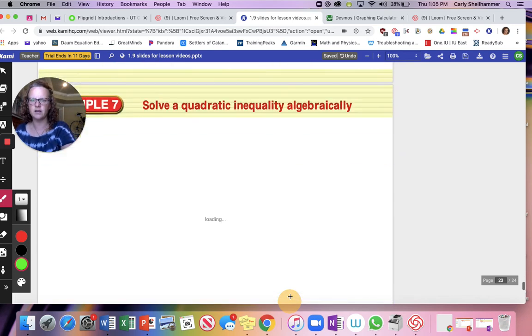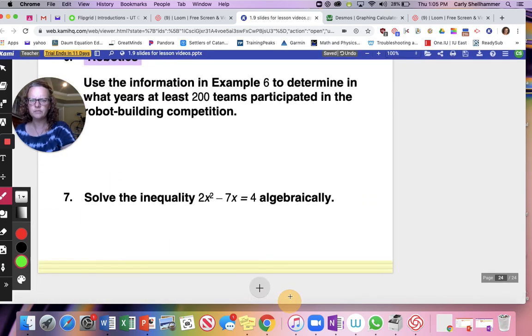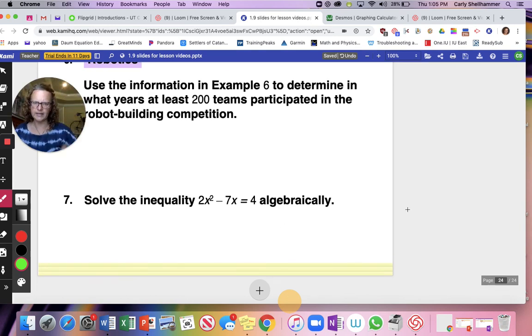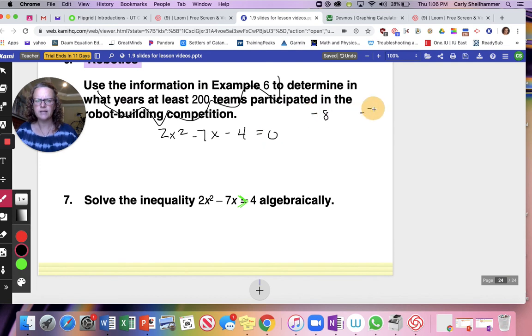Let's try another one in our guided practice. Okay, let's do number 7. We're going to solve that algebraically, and I believe that it would be a mistake. Yep, this should be greater than 4. All right, so first let's make it an equality and solve it. So 2x squared minus 7x, I'm going to subtract 4 from both sides, equals 0. I can't factor out a 2, so let's do a times c is negative 8, and b is negative 7. So that'd be 1 times 8, making that negative.